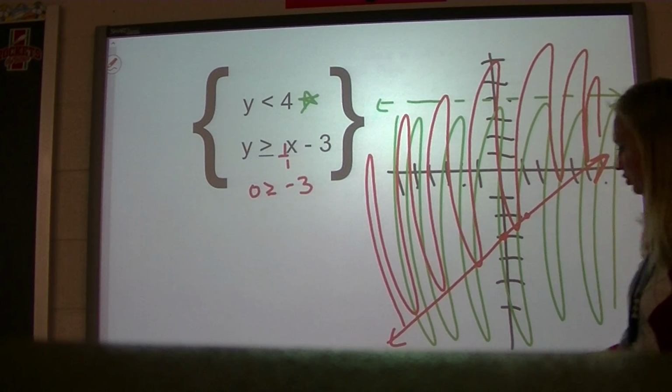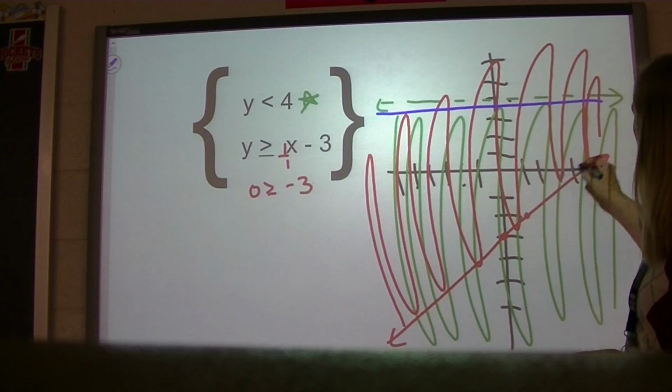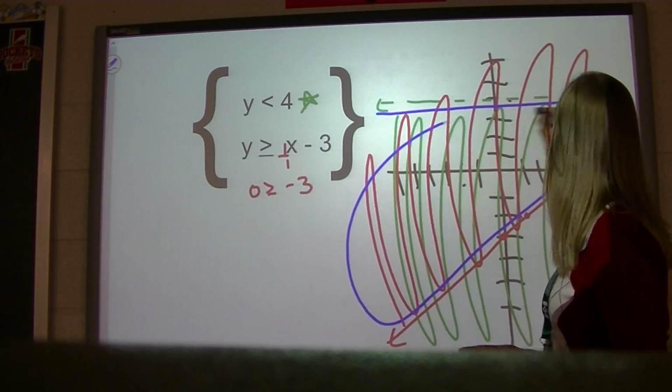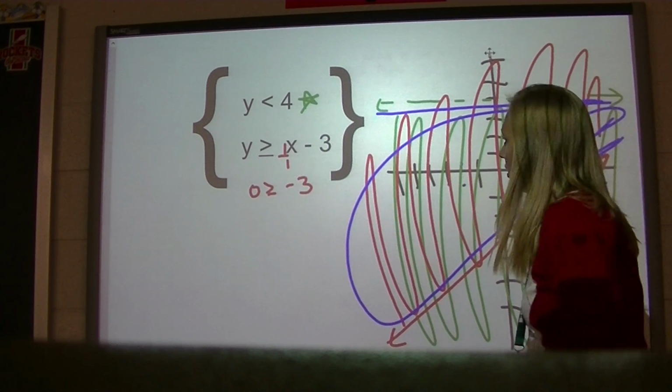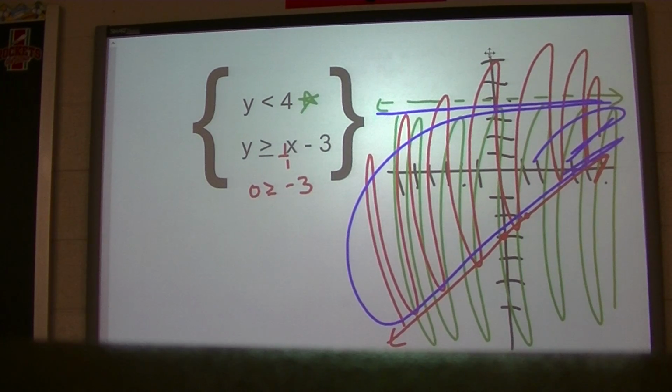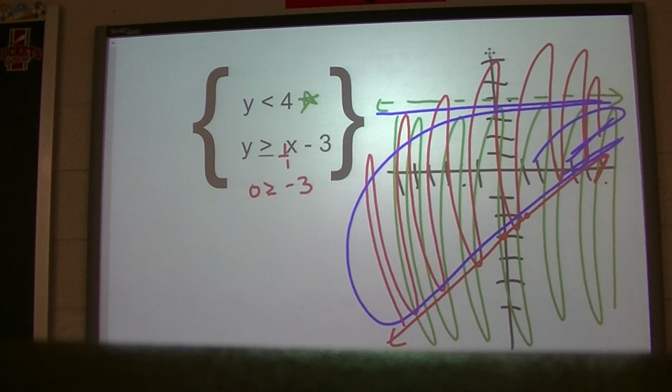And so our solution set is everywhere where these shadings overlap. When you can't even see it all, there's so much there. And I didn't make my graph big enough. Okay, so same thing, you could identify multiple solutions that are in that set. 0, 0, 1, 0, 2, 0, negative 1, 0, etc.